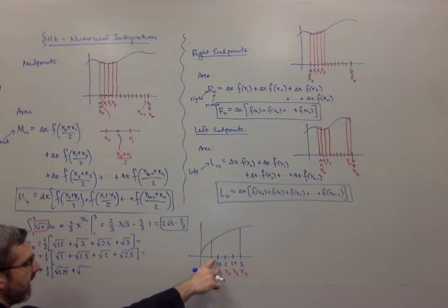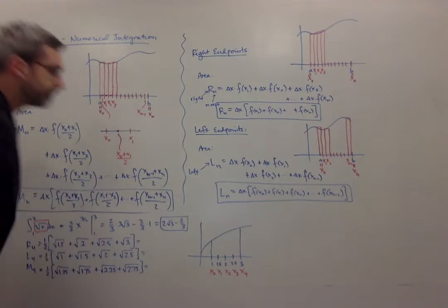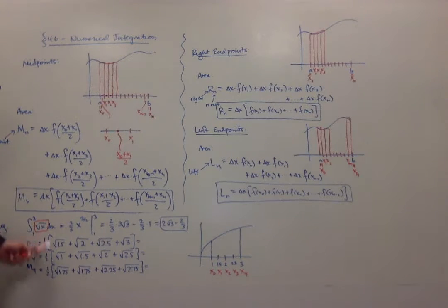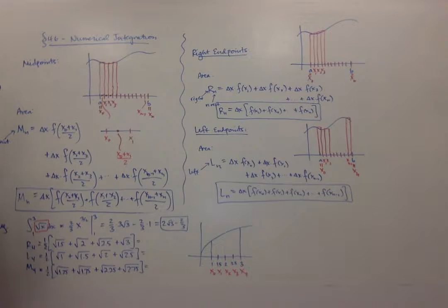You're plugging in the point halfway in between these two. Same over here, I'm plugging in the point halfway in between 1.5 and 2, which is 1.75. Then 2.25, and finally 2.75. Now, if you were to compute these and compare it to the actual answer, if you converted the answer to decimal form, can you guess which one, R4, L4, or M4, is actually going to be closest to the actual integral?